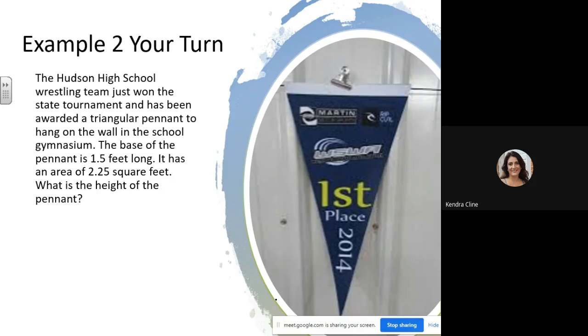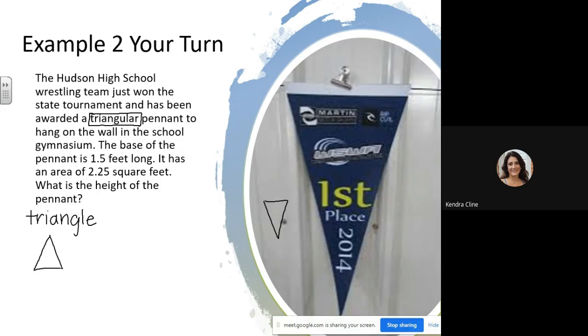Well, first of all, if you don't know what a pennant is, there's a picture there, but there's a word here that tells me what I need to know: triangular. So I am going to draw the pennant. I know I'm working with a triangle. Let's write triangle underneath example 2. I know the pennant is shaped like this, but I want to fix that. I want my triangle to be sitting on the base. So I'm going to draw my triangle.